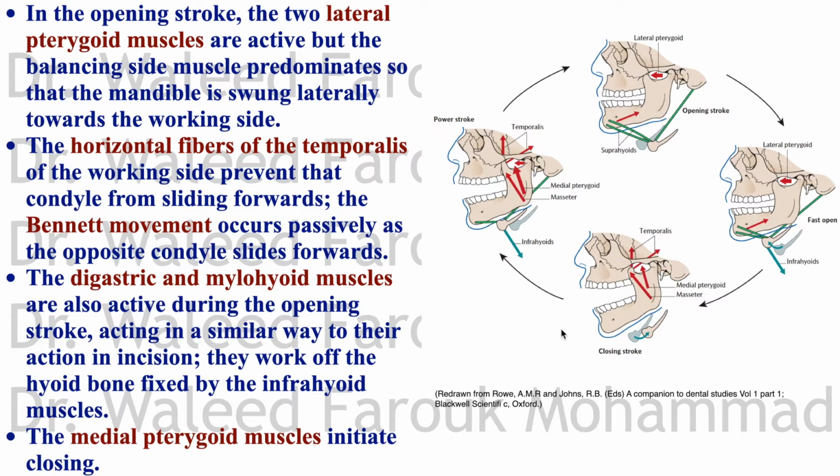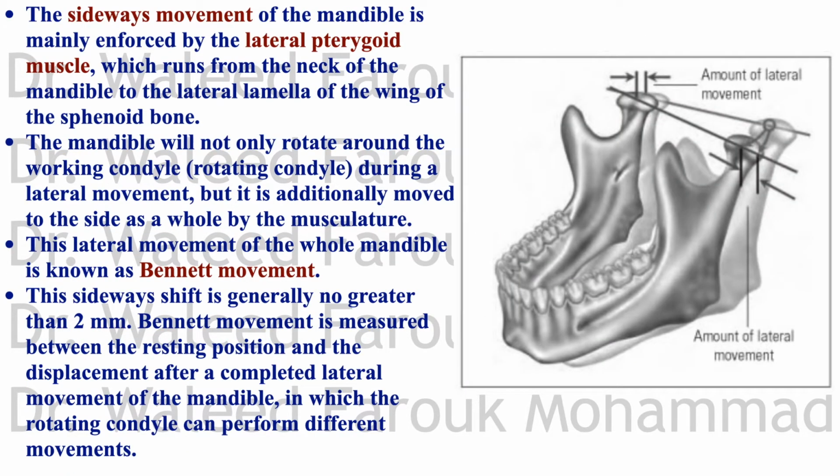The digastric and the mylohyoid muscles are also active during the opening stroke, as we studied before. They work off the hyoid bone, which is fixed by the infrahyoid muscles, and then the medial pterygoid muscles initiate closing. Now, the sideways movement of the mandible is mainly enforced by the lateral pterygoid muscle. It runs, as we studied before, from the neck of the mandible to the lateral plate of the sphenoid bone.